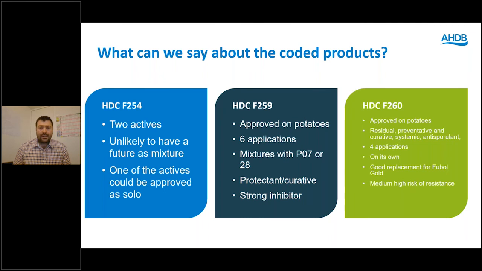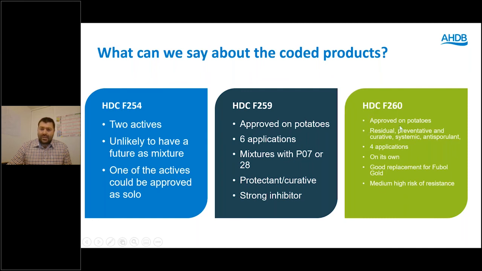HDC F259 is actually approved on potatoes already. It has 6 applications. This is where I was telling you it's a single active, and it could be a very useful product with mixtures of FRAC codes P07, so that's the phosphonates, phosphite or fosetyl-aluminium in Previcur Energy, or FRAC 29 or even 11, the strobilurins. It's a very strong curative product, also protectant. It gives us quite a lot of inhibiting effect to these pathogens, so that gives us quite a lot of protection.